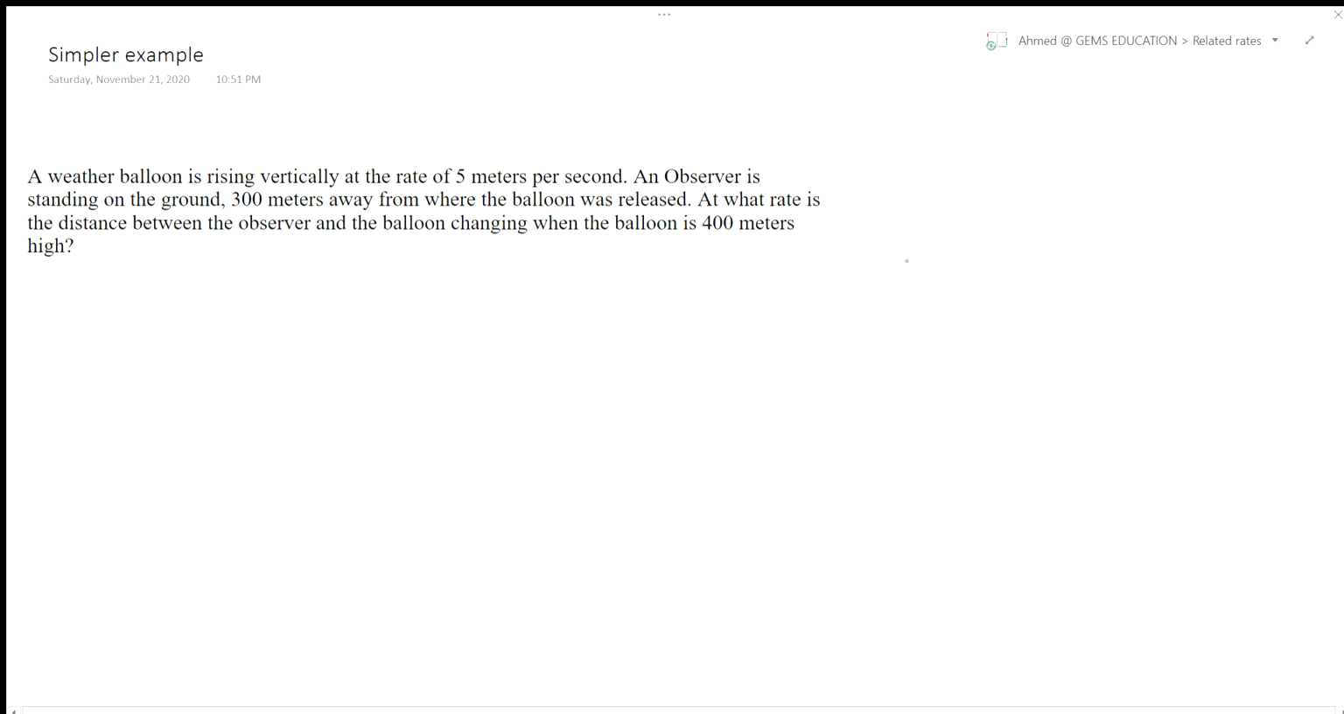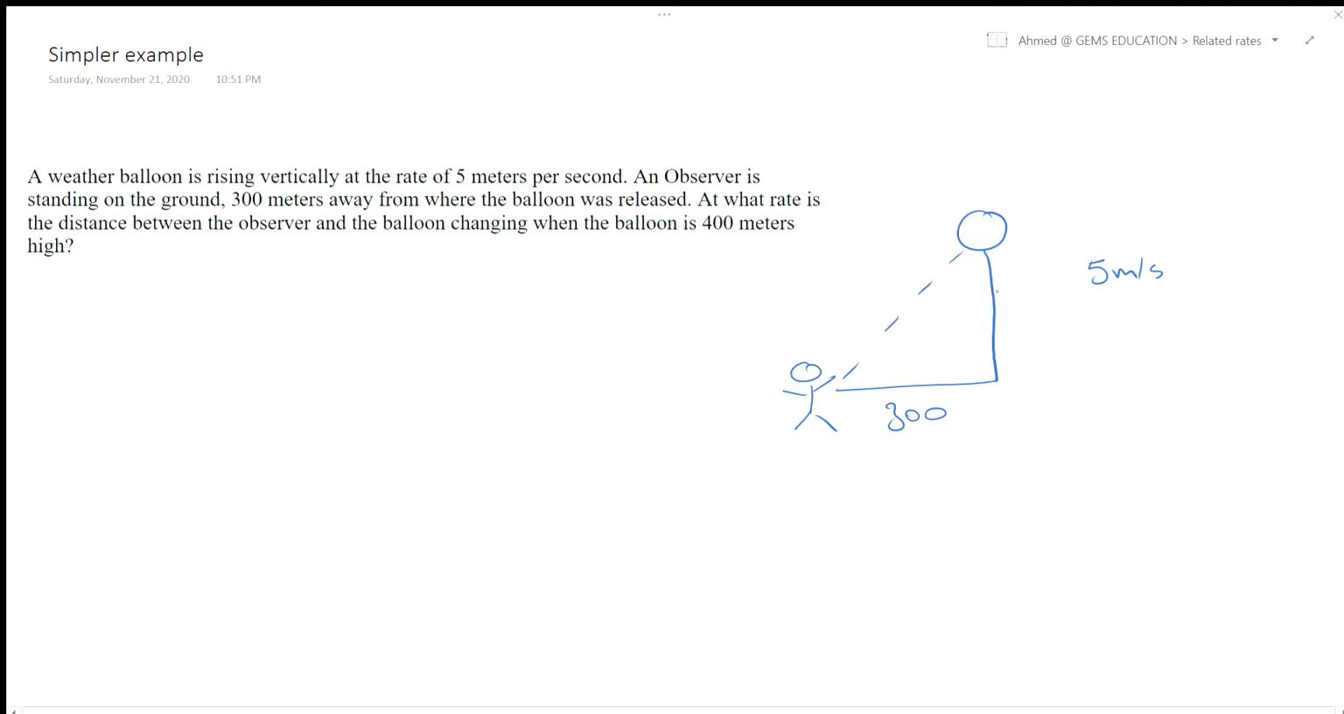Alright, so in this question, there is a weather balloon that's going vertically at a rate of 5 meters per second. So it's moving from the ground up at a certain rate, which is 5 meters per second. Now there's an observer that's standing 300 meters away. So this distance here is 300. And we need to know the rate of change of the distance between the observer and the balloon.